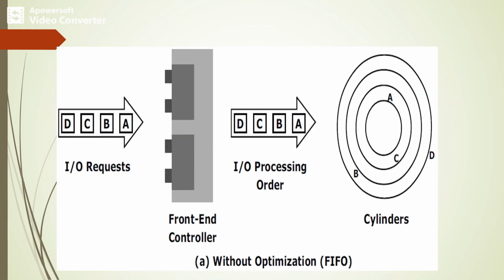Here I can consider we have a front-end controller. I'll take the first case, without optimization. Without optimization, the commands or I/O requests appearing across the front end are in the sequence A, B, C as well as D. In the same sequence those commands are executed.